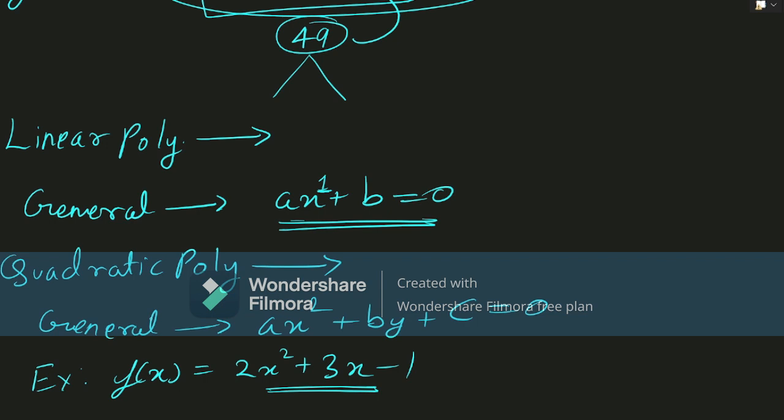Actually, there are names that you can tell them, but it is not in your syllabus. It is only till biquadratic polynomial, which has a degree as 4.